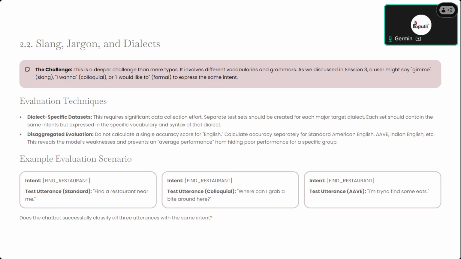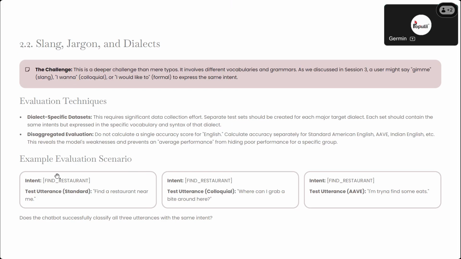So, if accuracy in standard English is 95% and accuracy in Indian English is 70%, if we average them, we get 82.5%, which looks good, but it hides the fact that the chatbot struggles with Indian English. So by separating results, you get a clear picture of where the model struggles, and that's the first step toward fixing it.